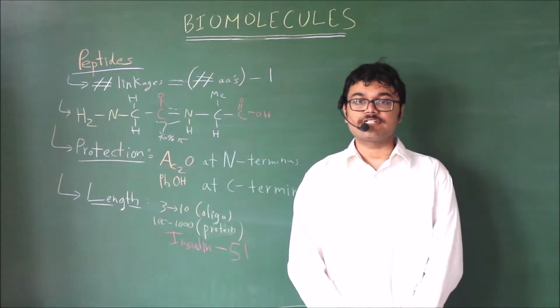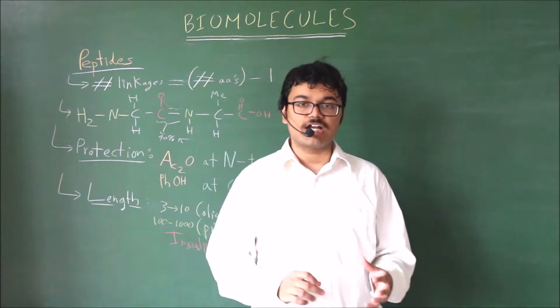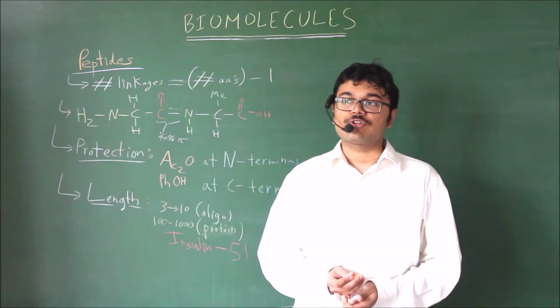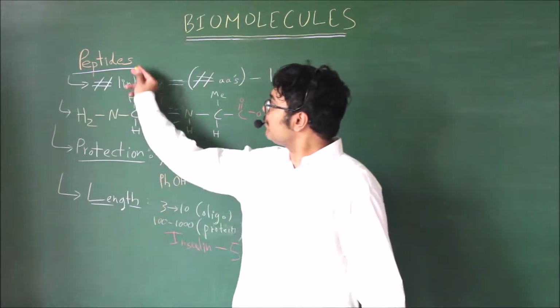So we've already covered the different types of amino acids. We've covered the way we classify them into polar, charged, and nonpolar. We've also covered how they bond, and what the peptide bond is. So now we're going to talk about what peptides are.